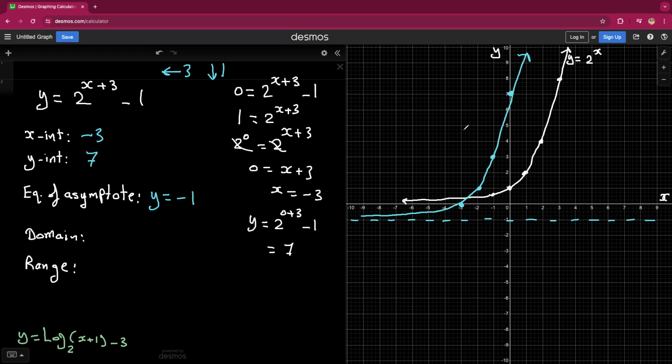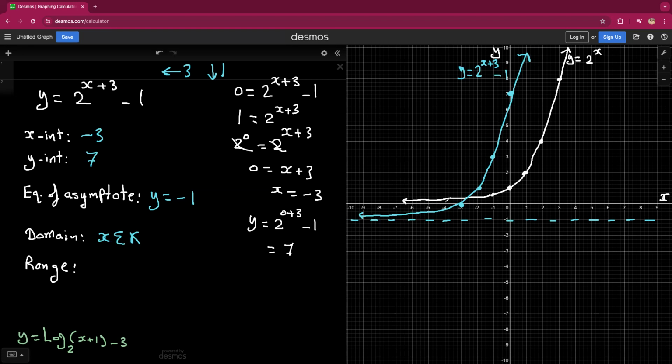And we have this, and this is how y equals 2 to the power of x plus 3 minus 1 looks. Yeah, so the domain for any exponential function is x is a member of the real numbers, which covers all the x values from -infinity to infinity. But the range, if you look under the asymptote, the graph here, the blue graph, is not represented.